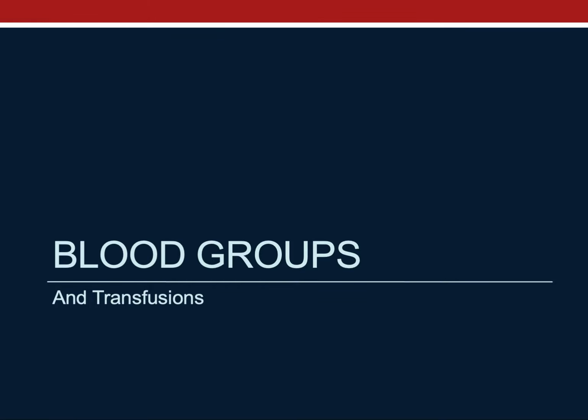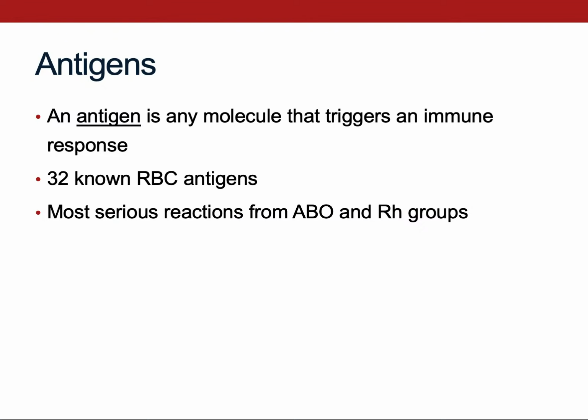In this screencast, we'll talk about blood groups or blood types, as well as transfusions, and some of the things we need to be careful for with transfusions, some of the problems that can occur if we're not careful. Before talking about blood types, we first need to talk about antigens and antibodies.